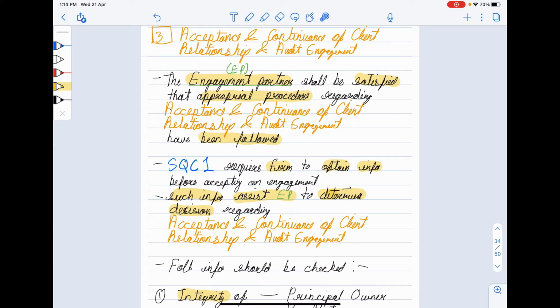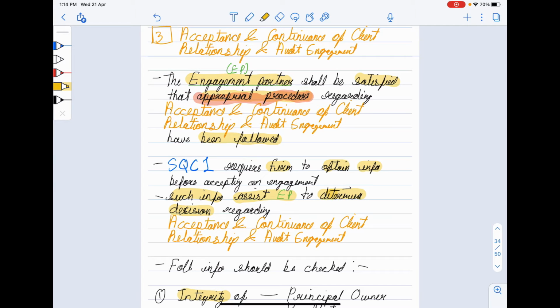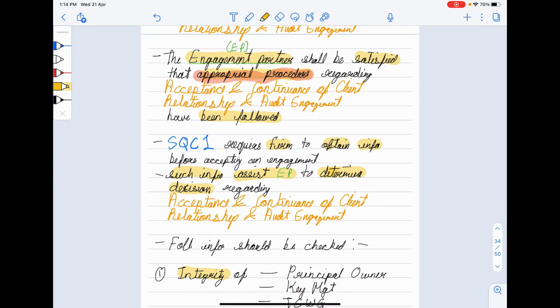So in the first point we need to write that the engagement partner shall satisfy that the appropriate procedure regarding acceptance and continuance of client relationship and audit engagement has been followed. Here the key word is appropriate procedure has been satisfied by the engagement partner. Second, SQC1 requires the firm to obtain information before accepting an engagement. So SQC1 says before you accept an engagement, you should obtain certain information, and such information will assist the engagement partner to determine regarding acceptance and continuance of a relationship and audit engagement.